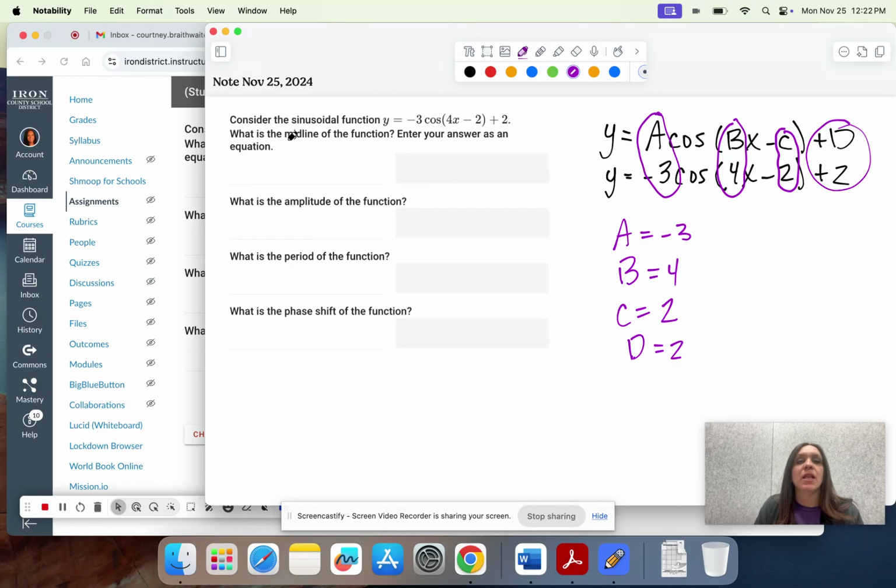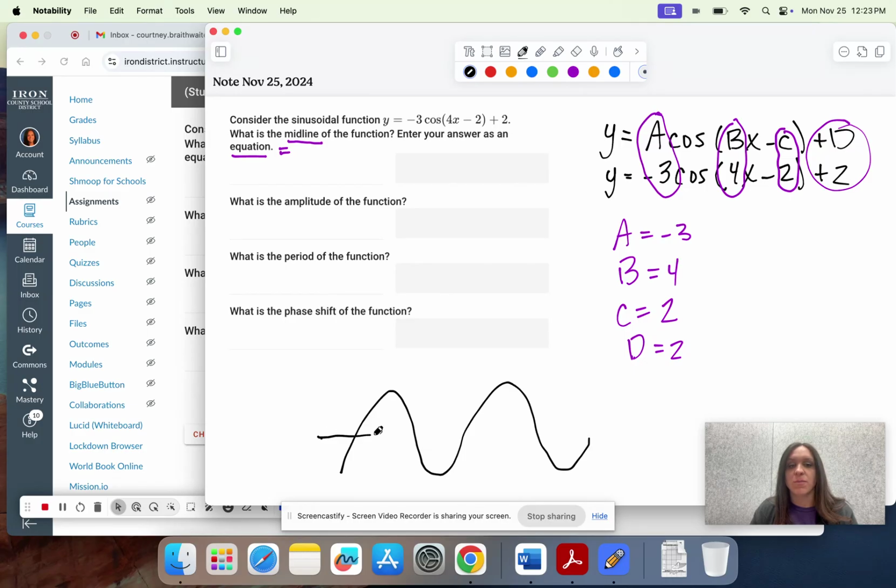So what is the midline? Enter your answer as an equation. So equation means you need an equal sign. So remember, when we have a cosine function, it makes the wave, right? The midline is the line that goes through the middle. So see how it is a horizontal line? It's a y equals equation. And it's y equals whatever our d value is, so 2.